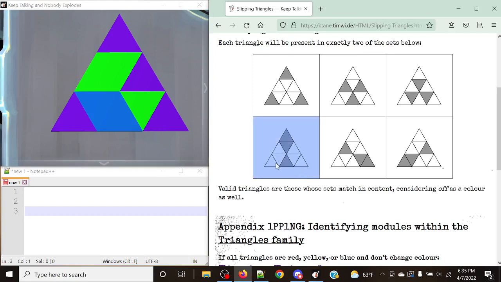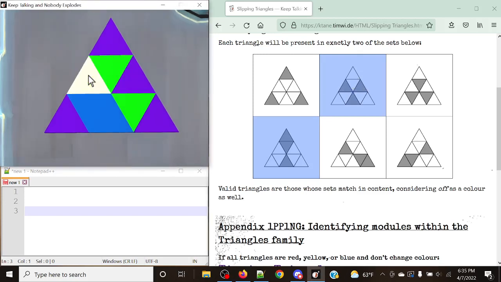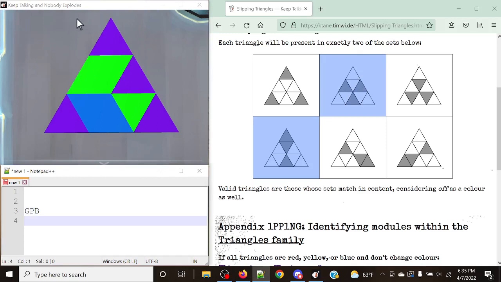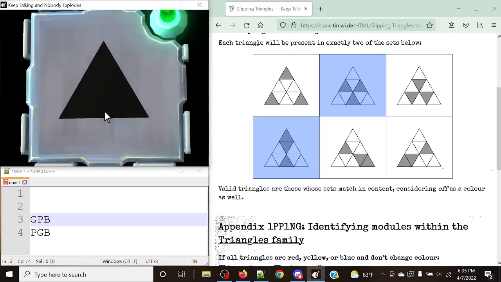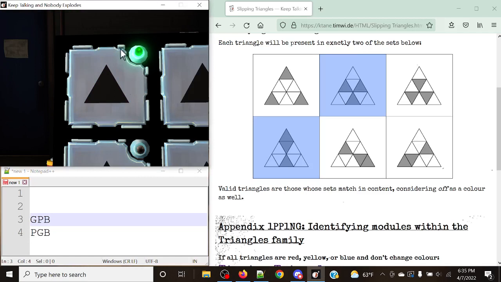And then we have this guy right here. So this guy is going to be green, purple, and blue. Green, purple, and blue. And then the bottom is going to be purple, green, blue. Now, if we take a look here, both of these contents do match. So this means that this is going to be a valid triangle to press. And just like that, it's a solved module.